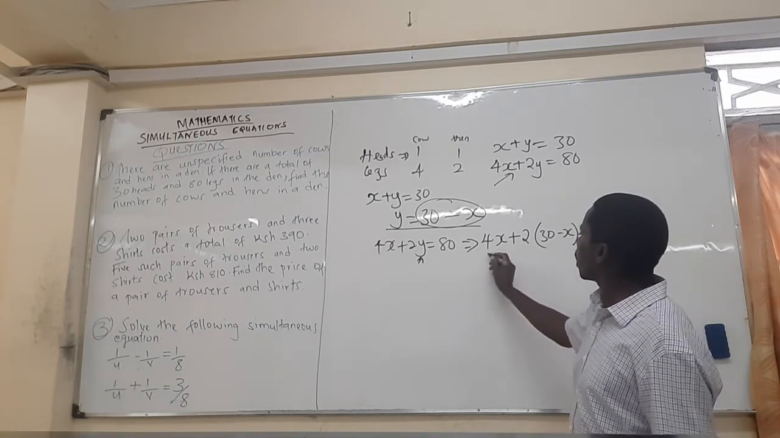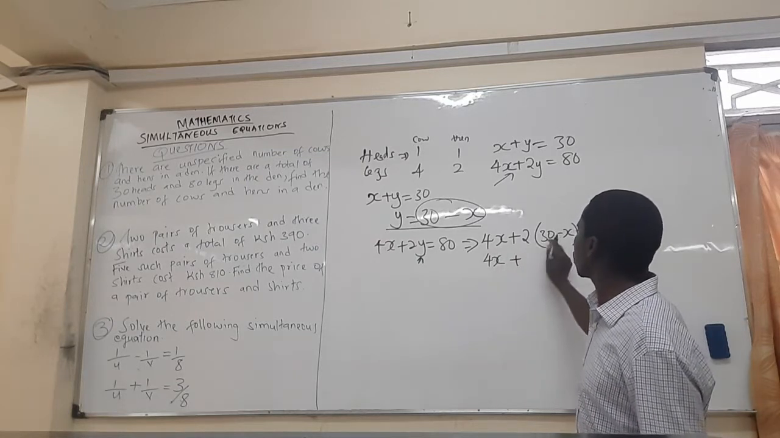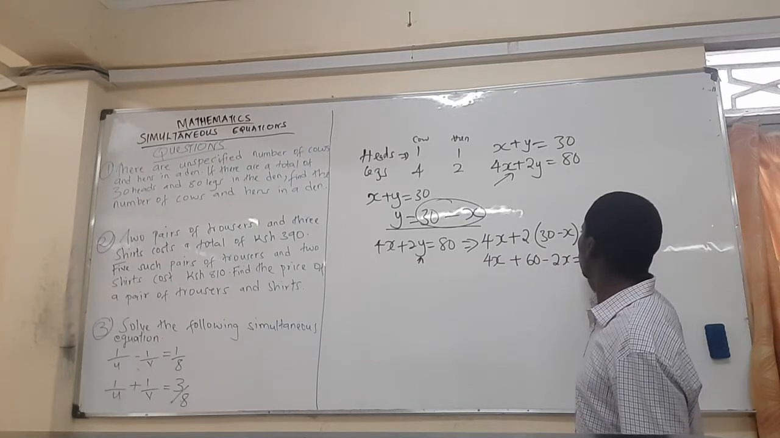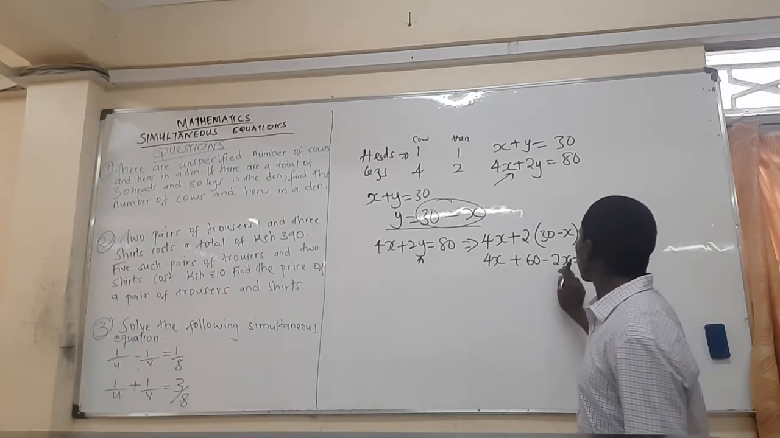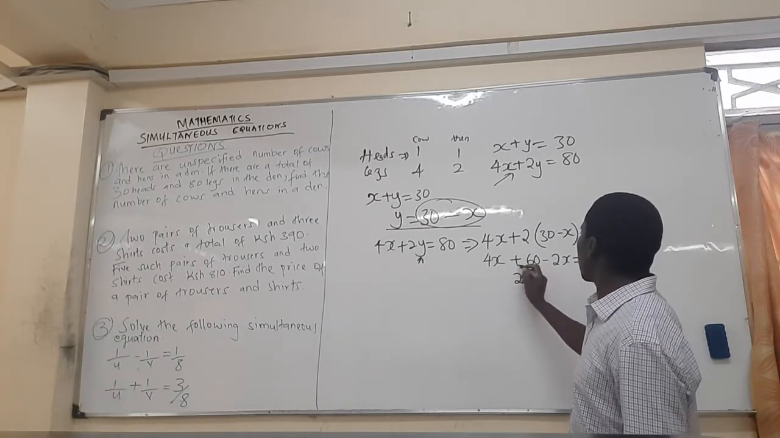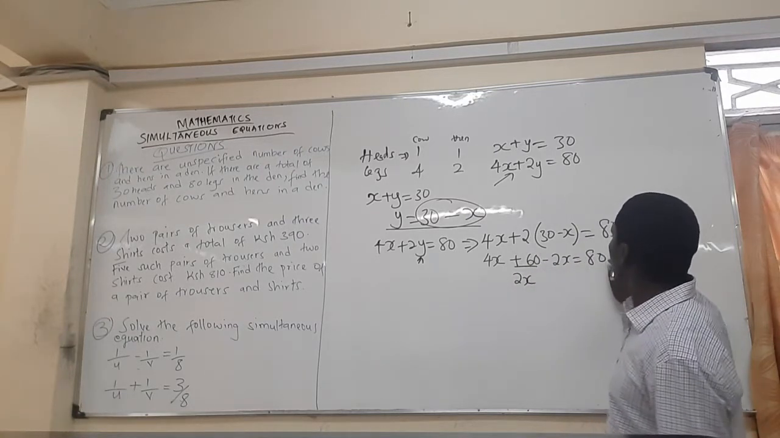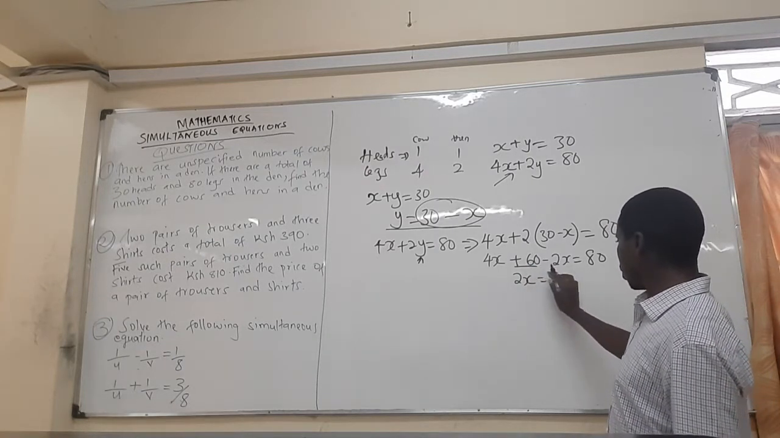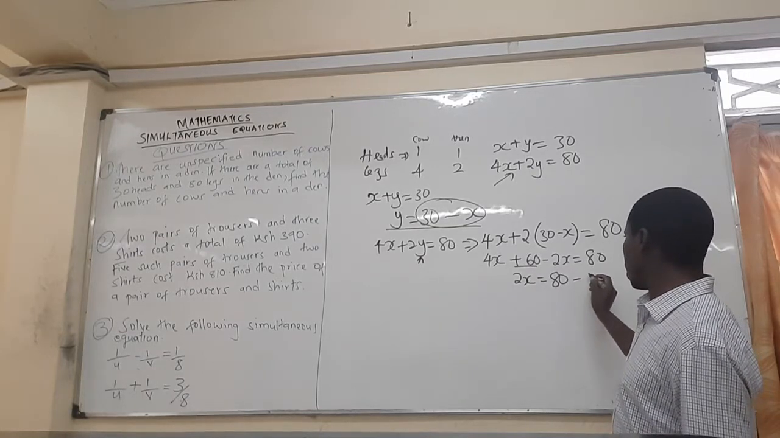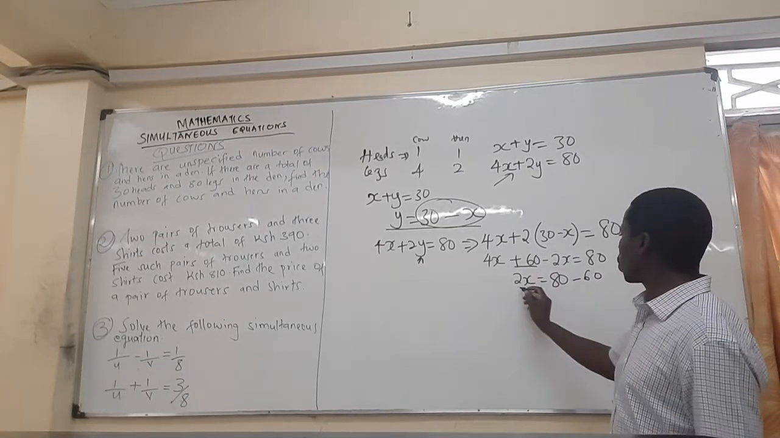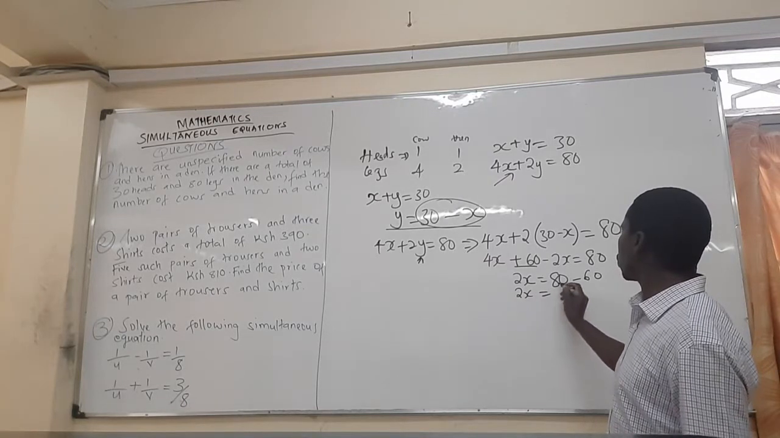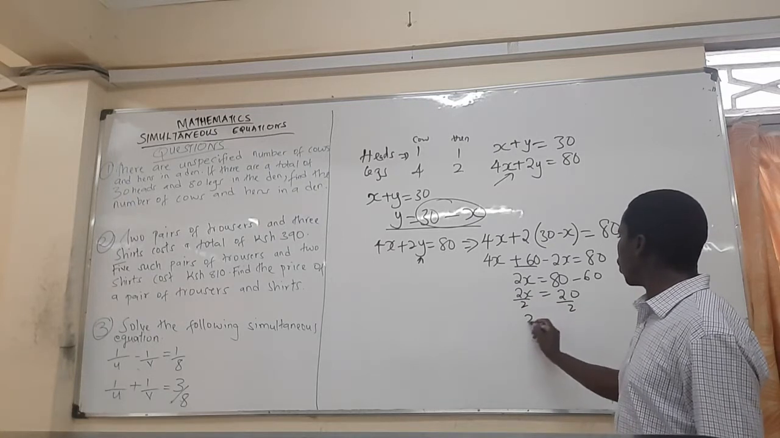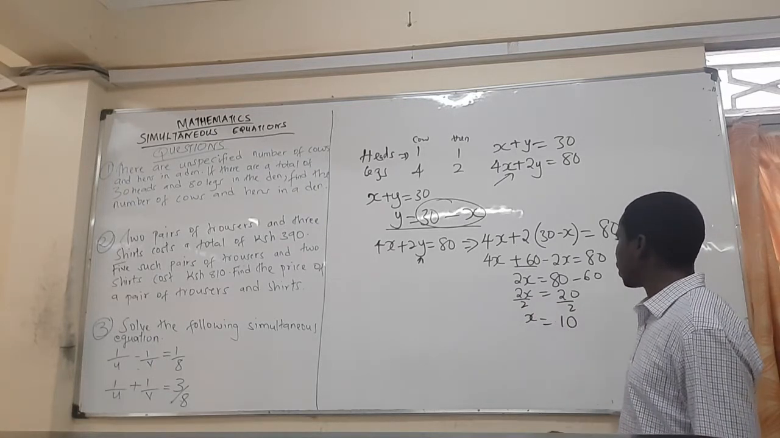We can open the bracket. 4X plus 2 times 30 is 60, and 2 times minus X is minus 2X, equals 80. Then 4X minus 2X is 2X. The plus 60 we take to the other side, putting the like terms together, and when it crosses the equal sign it becomes minus 60. So 2X equals 80 minus 60, that is 20. Then you divide by 2 on both sides to get the value of X, which is 10.